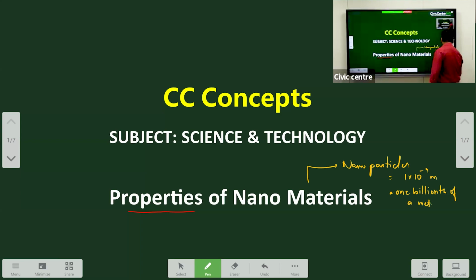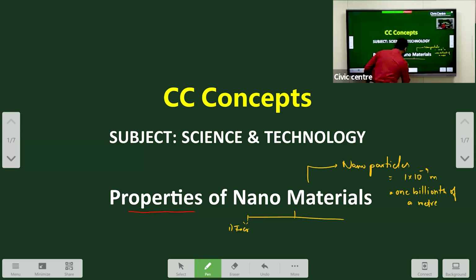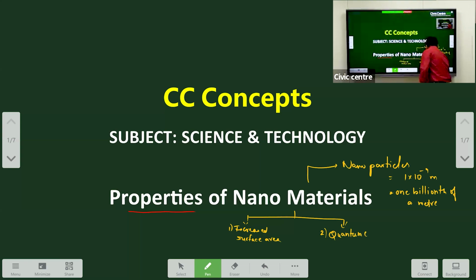Now, there are two important reasons for the special properties of these nanomaterials. The first one being increased surface area, and the second one being quantum effects. Now let us see how the properties of the nanomaterials are significant.